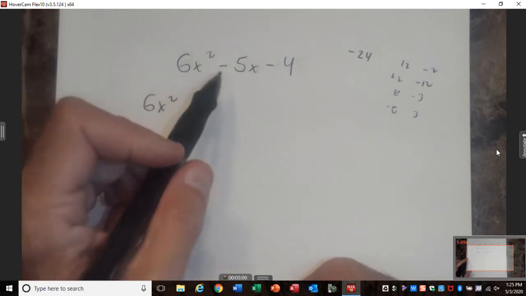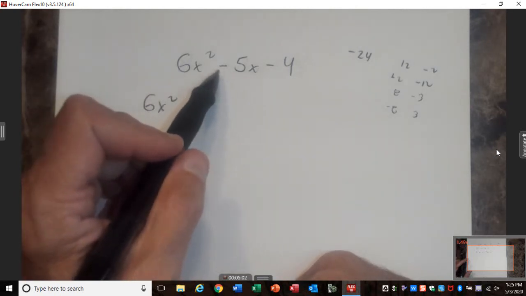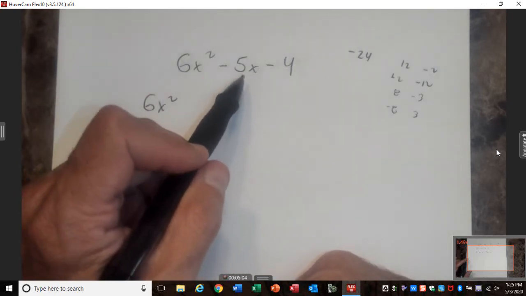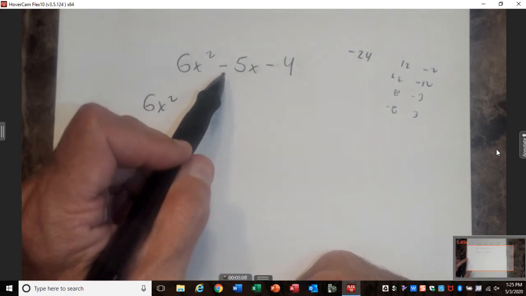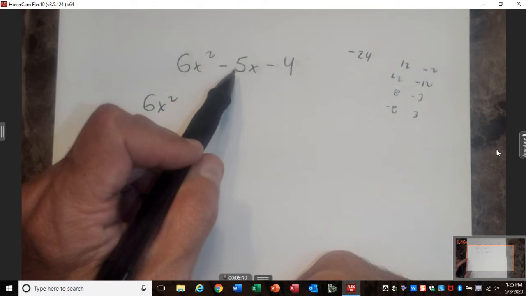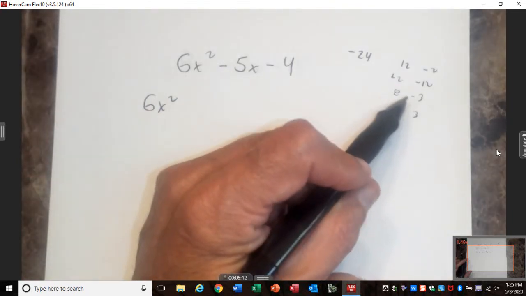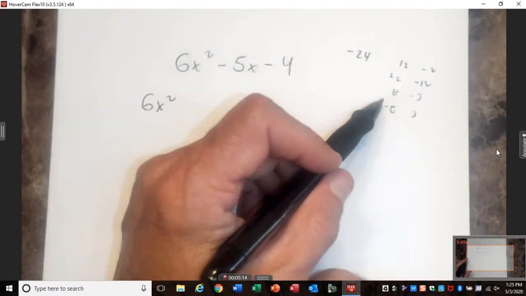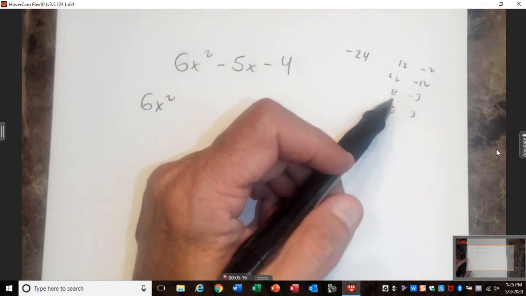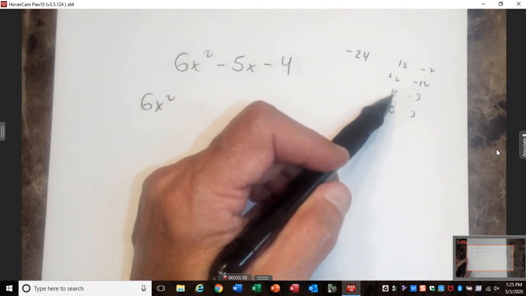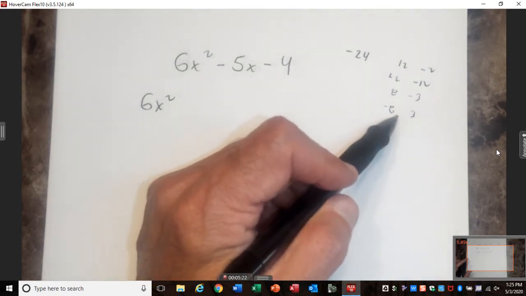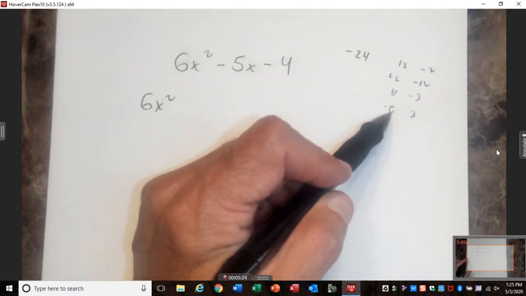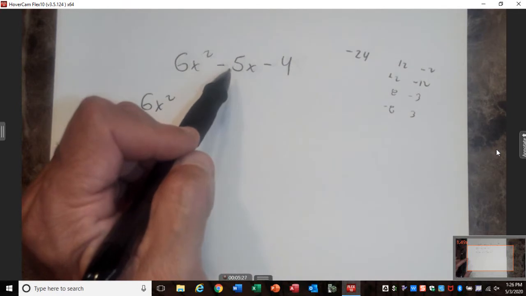But now you need to get -5 when you subtract them. You need to get -5 when you subtract. So 8 and 3, 8 and -3, that's not going to work. 8 and -3 will give you +5. You want -8 and 3. So -8 and 3 will give you the -5.